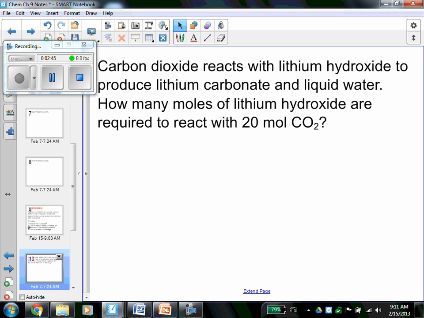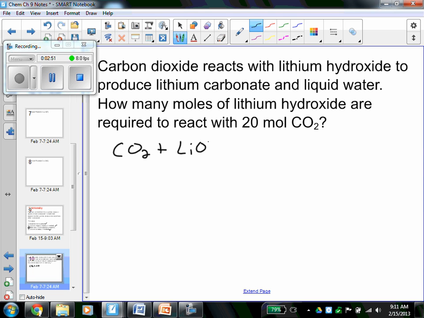So step number 1 is to write a balanced chemical equation. It says carbon dioxide reacts with lithium hydroxide to produce lithium carbonate and liquid water. I'm also assuming that you know how to write formulas correctly. Okay, so this is again chapter 7, chapter 8, writing formulas and balancing equations. All right, so to balance this equation, I need a 2 in front of the LiOH. Okay, and that should do it.